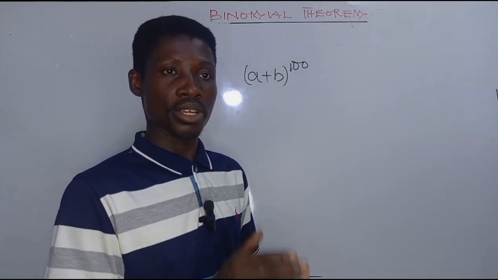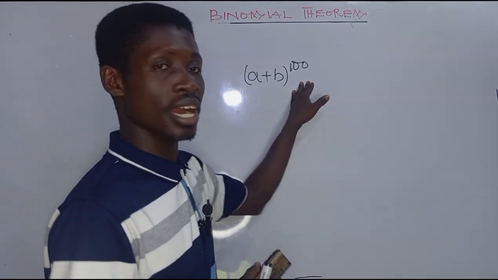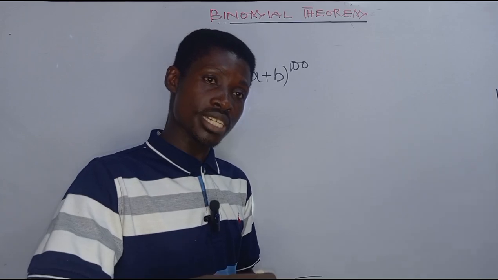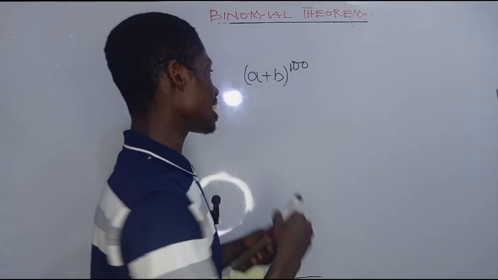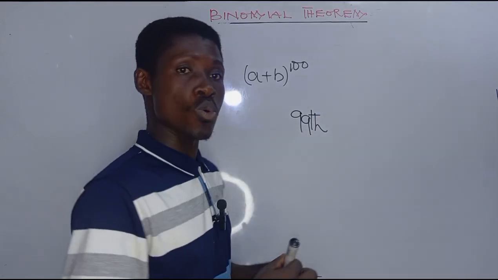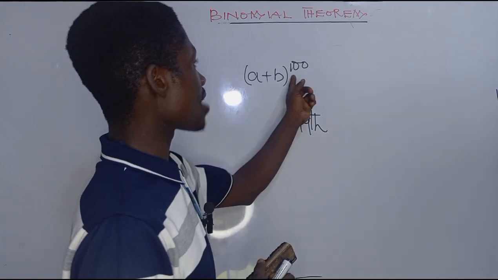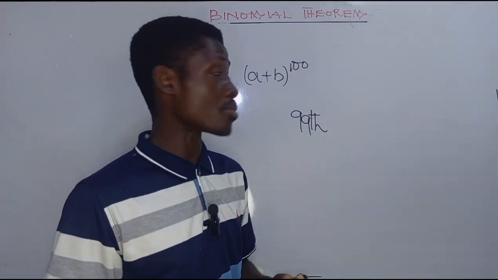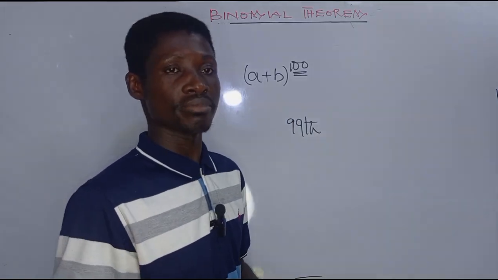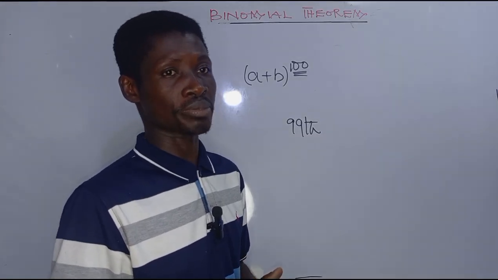This is because you have to find the 100th coefficient of this binomial expression. And in doing that, you need to find the 99th row of the Pascal's triangle before you can find the 100th coefficient of this binomial expression. And you agree with me that it is not going to be an easy task for you at all.